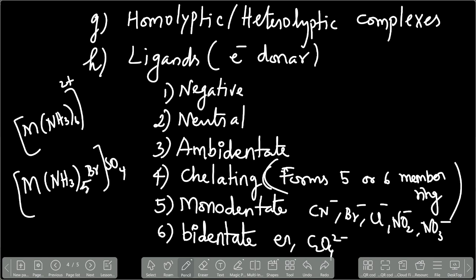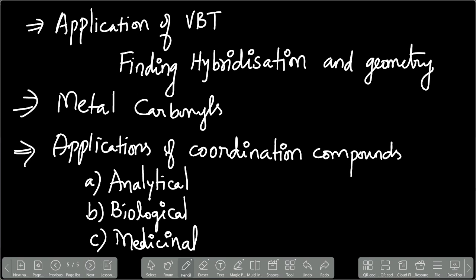See en, when you consider this one, the metal can make 2 bonds, bidentate, right? And the next one, applications of valence bond theory. Valence bond theory is mainly used to find out the hybridization. With the hybridization, we can predict the geometry, right? So what are the hybridizations they list out here? sp3 means tetrahedral. dsp2 square planar. sp3d2 and d2sp3 are octahedral.